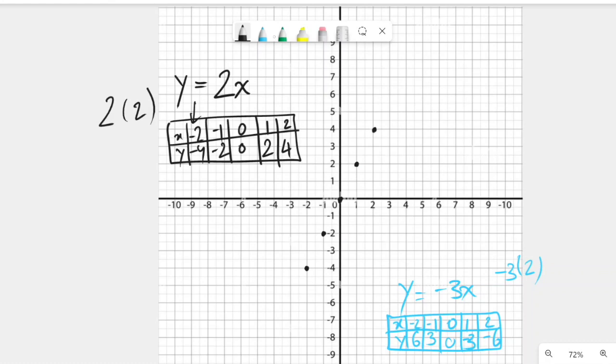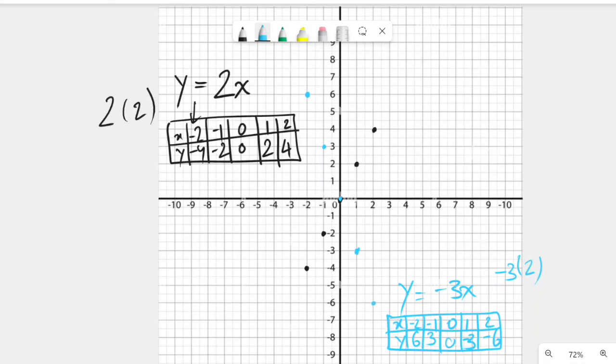Okay, now the blue one. First one is negative 2 and 6. So negative 2 and 6. Then negative 1 and 3. Then 0, 0 again. And then we have 1, negative 3. And the last point, which is 2, negative 6.